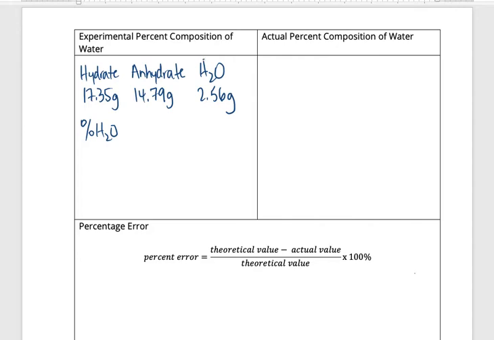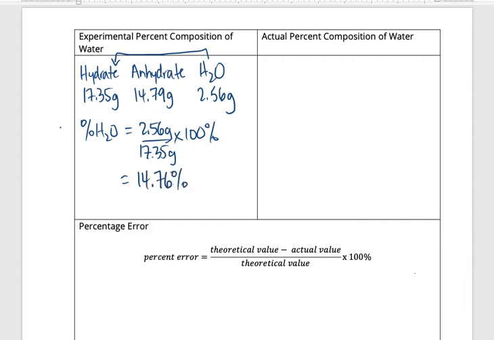So how much water was in this hydrate? This was the total mass. This was how much water we determined experimentally has evaporated off. So we're just going to compare them. 2.56 compared to 1735 grams, we're going to get 14.76%, like that. So of the dihydrate compound, water is composed of 14.76% of the whole compound. All right, so that's what we found experimentally.